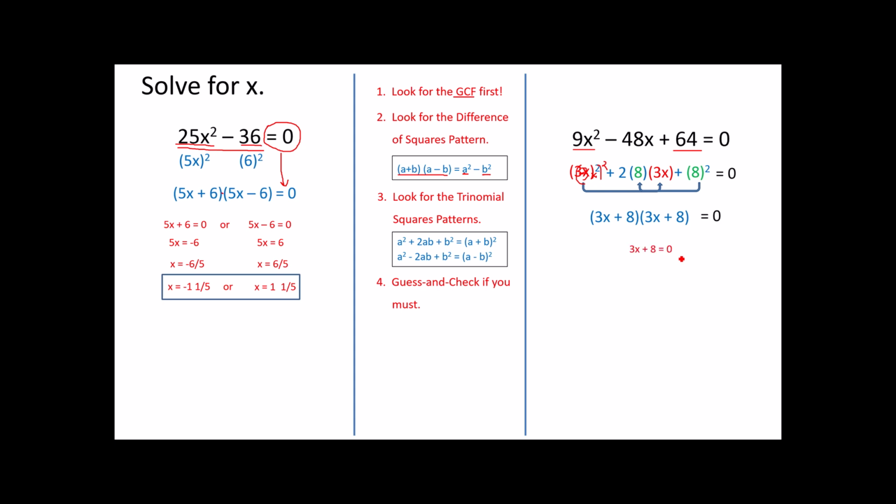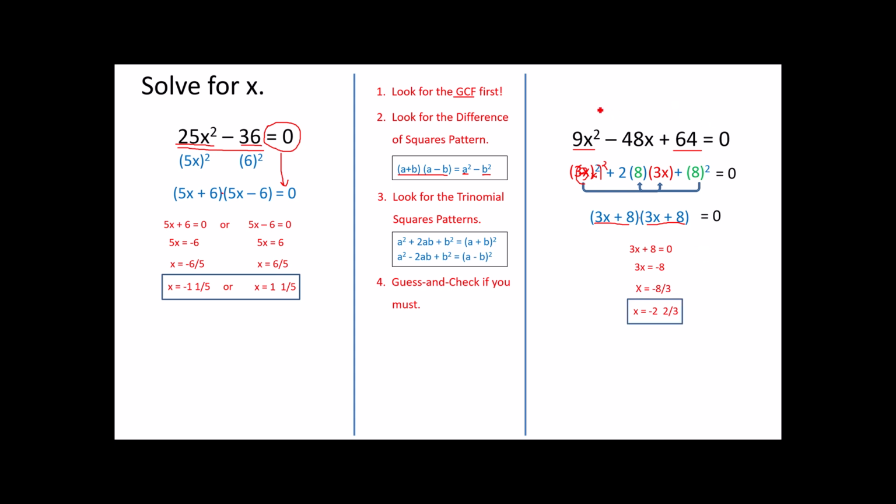Zero product property says that one of these must be a 0. However, if you look at them, they're both the same. Since they're both the same, I only need to solve it once. And I end up with negative 2 and 2/3, which of course I'm going to circle or box.